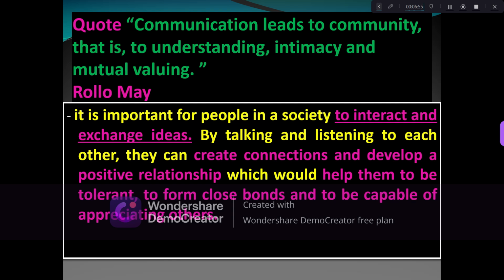And by talking and listening to each other, we can express these values. It also creates a connection and develops a positive relationship, which would help them to tolerate, to form close bonds, and to be capable of appreciating others.